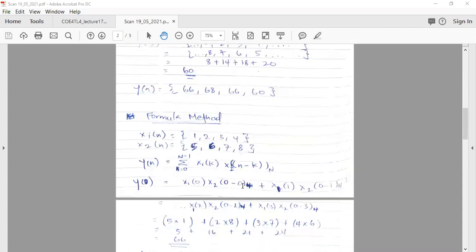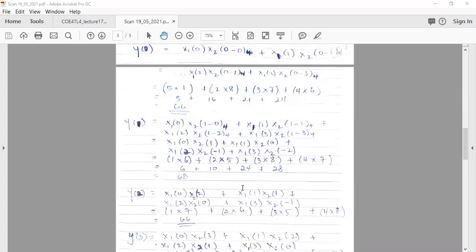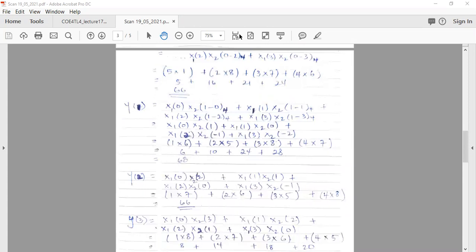So that's regarding these two methods, right? I hope you understood this too. Have you guys understood this too? These two methods?